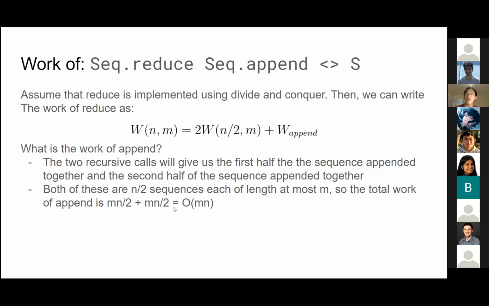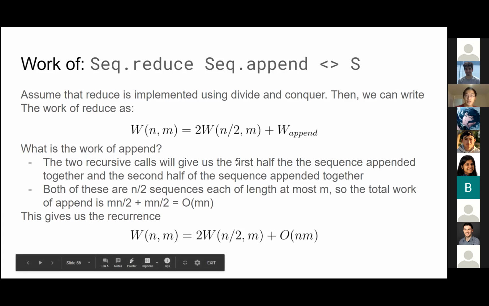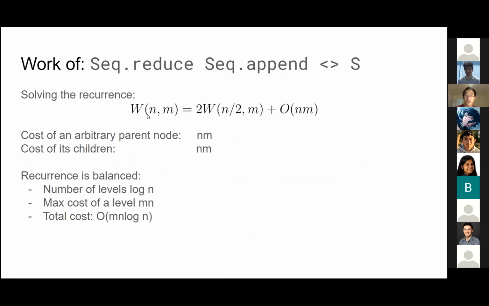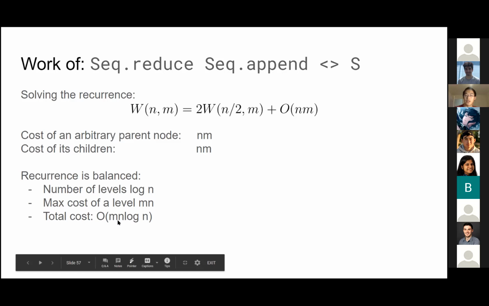Okay, so we get O of mn for the work of append here, and that gives us this recurrence to solve. Solving this recurrence using the brick method, any arbitrary parent node is going to be nm work. The cost of its children is 2 times n over 2 times m. So these 2's cancel out, and it's just also nm. And so this is a balanced recurrence. There are log n levels because we're halving n each time. And the max cost of a level is nm. So the overall total cost is mn log n.